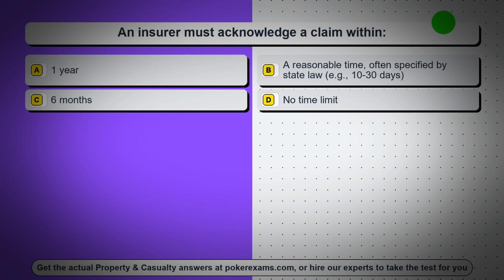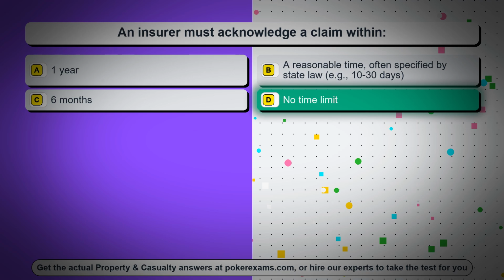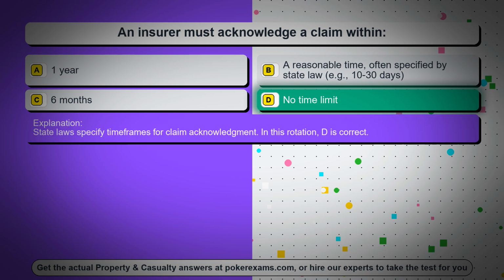Question 62. An insurer must acknowledge a claim within, option A, 1 year, option B, a reasonable time, often specified by state law, example, 10 to 30 days, option C, 6 months, option D, no time limit. The correct answer is option D, no time limit. State laws specify timeframes for claim acknowledgement. In this rotation, D is correct.